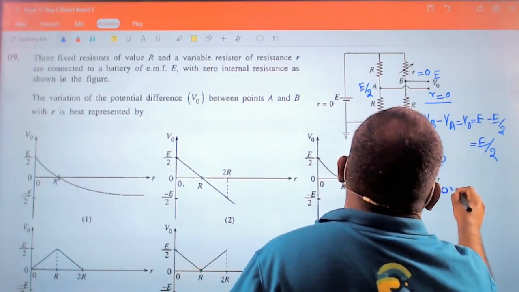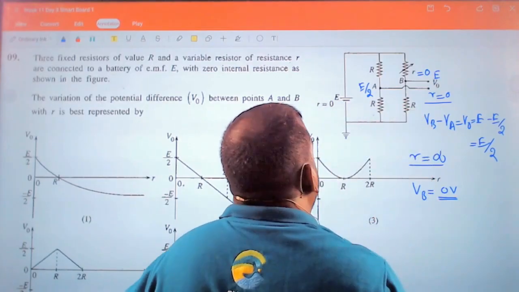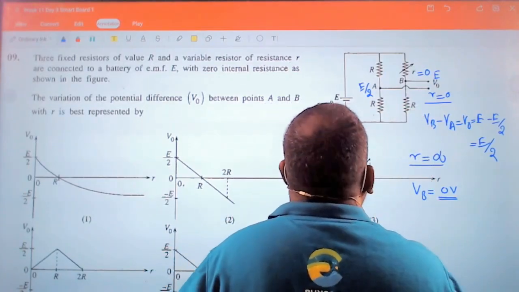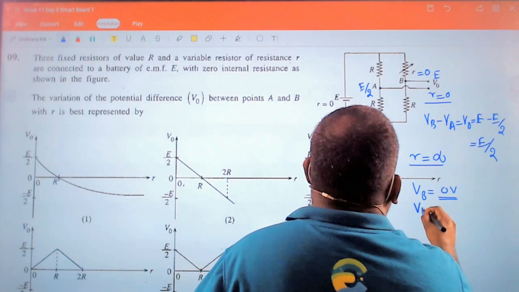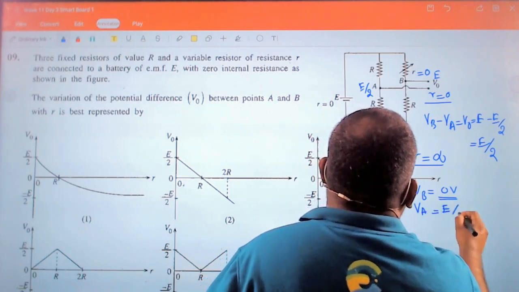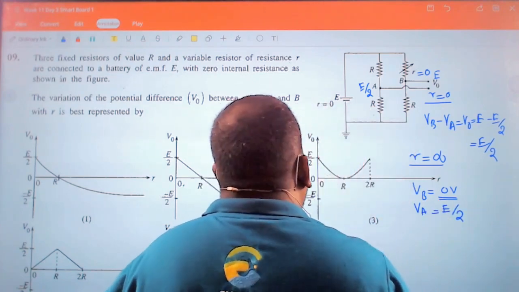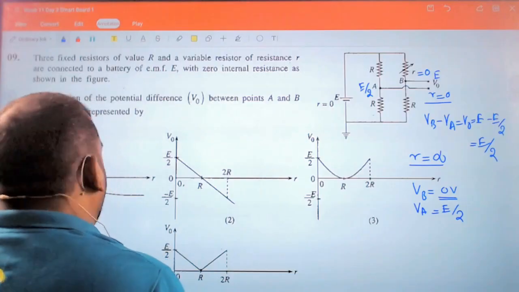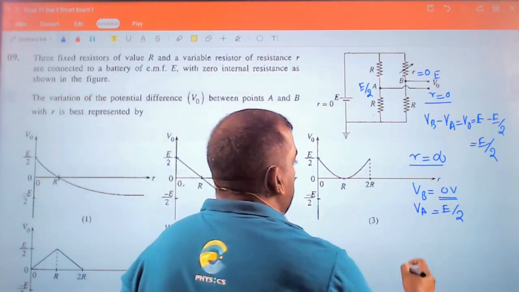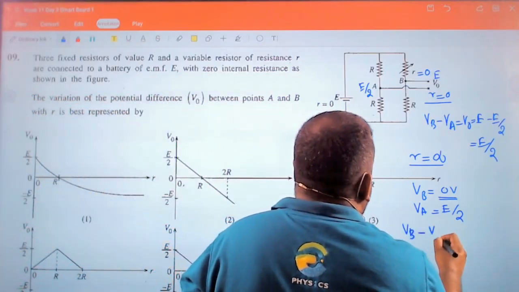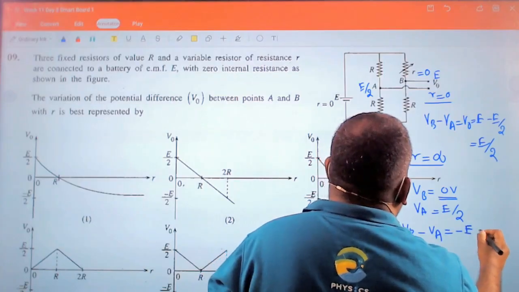VB voltage is 0. No current is passing through. VA of course won't change. E over 2. Earlier we took VB minus VA. Now we are taking VA minus VB. So therefore there should be a difference. VB minus VA is equal to minus E over 2.